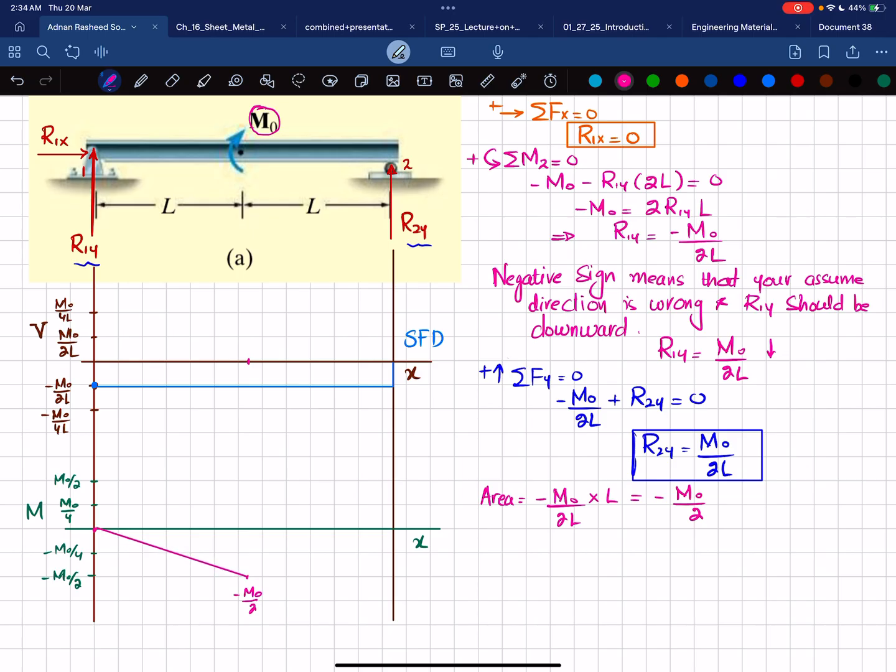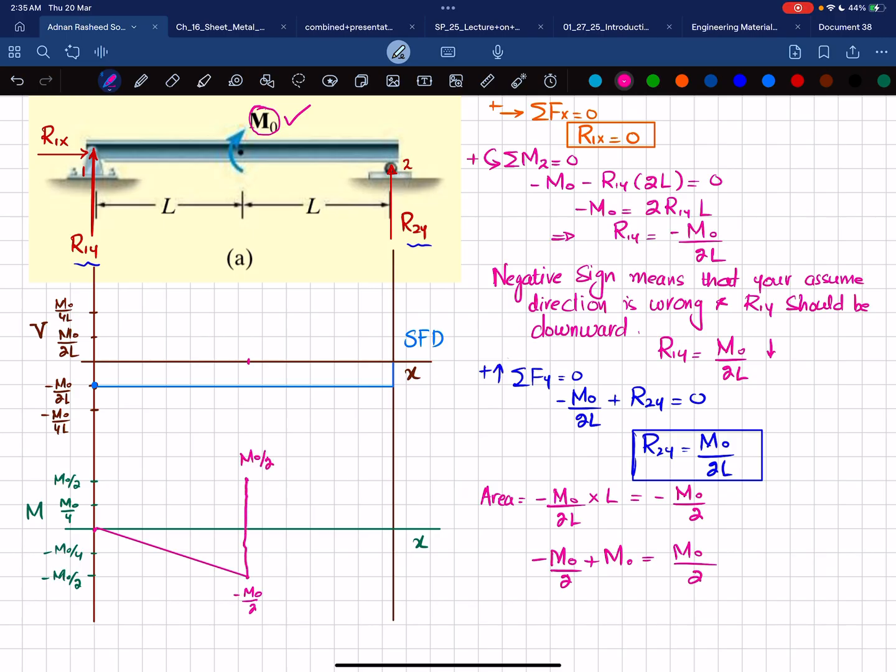And you can see at this point you have external moment m naught acting clockwise. So while drawing the bending moment, the clockwise moment will cause the bending moment curve to go upward. So what will be the net? The net moment will be equal to minus m naught over 2 plus m naught, and that will give you plus m naught by 2. So bending moment will change from this to plus m naught over 2.